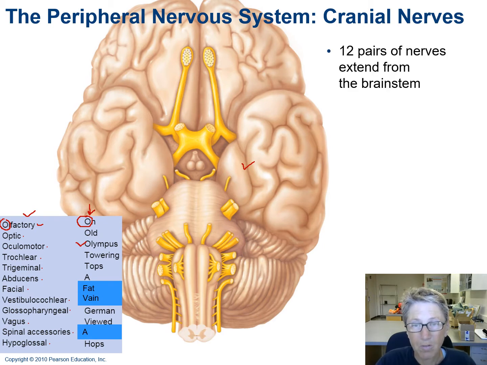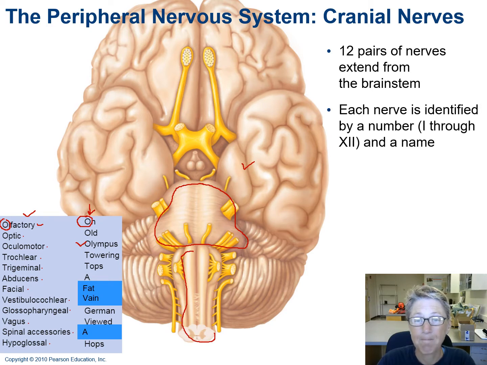We said that there are 12 pairs. I didn't explicitly say that, but the cranial nerves come in pairs that extend from the brain stem. If you remember, the brain stem includes the midbrain. So up here is the midbrain, and then this structure here would be the pons. You can see them coming out of the pons. And then down here, our hero, the medulla oblongata.